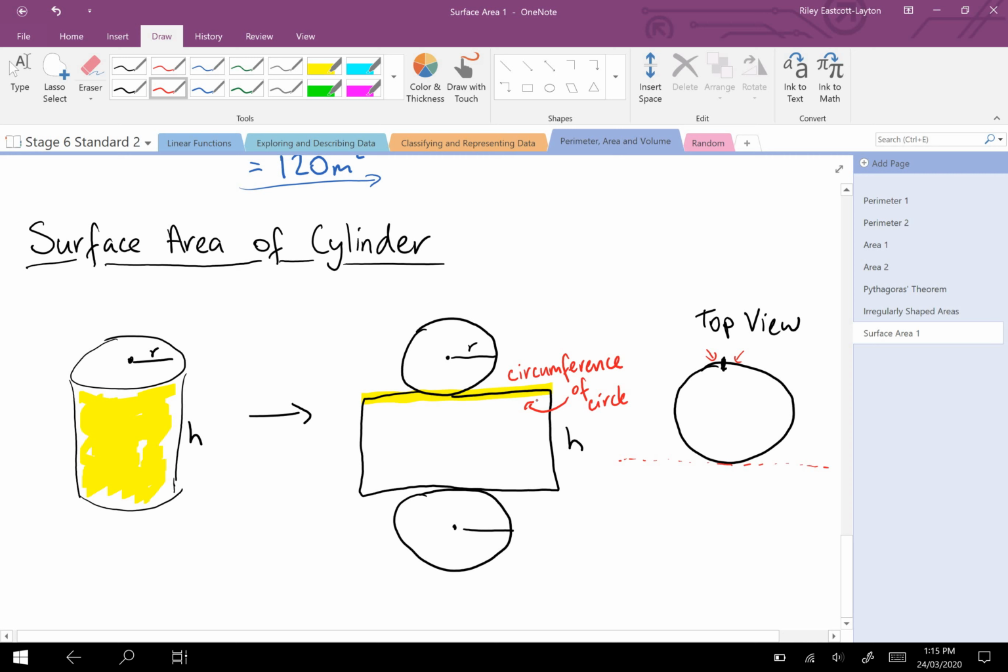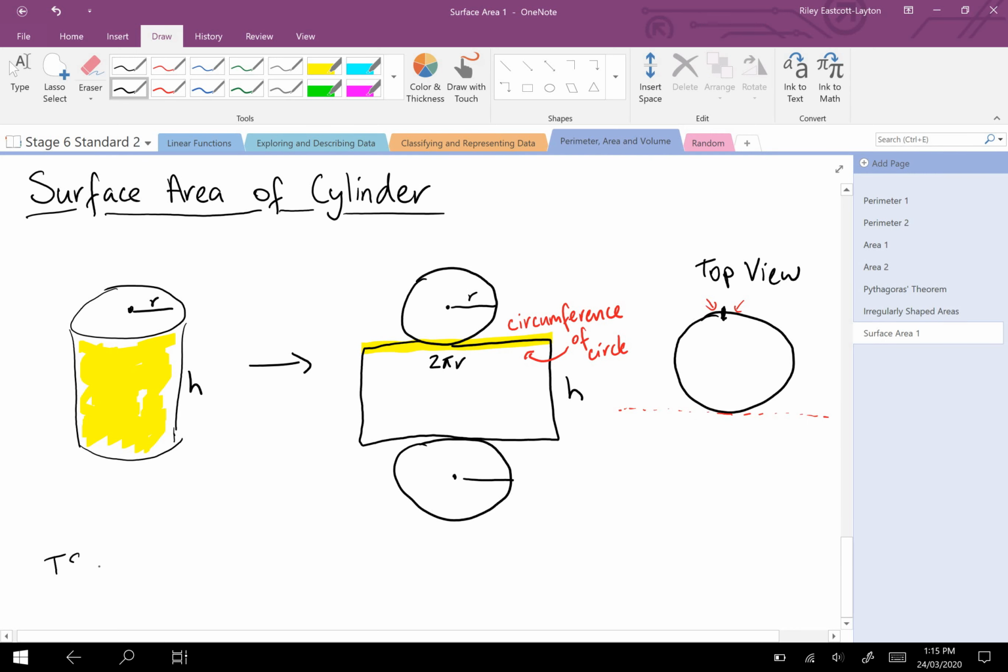This right here. The circumference of a circle, as we all know, is 2 pi r. So, in our little cylinder, the total surface area of a cylinder is going to be equal to pi r squared for our top circle, but we have to double it because we got two circles, plus, I'm going to put brackets around it, 2 pi r for the radius of our circle, which has been drawn out into a rectangle, times by h.